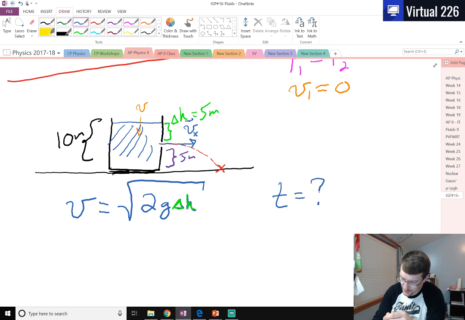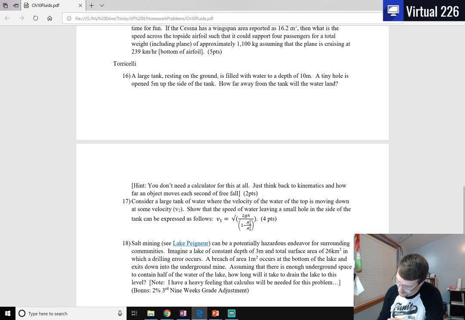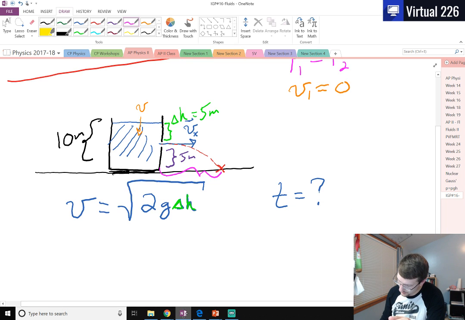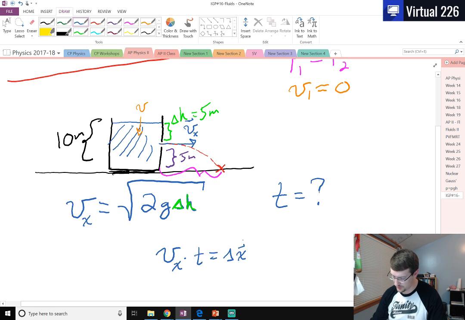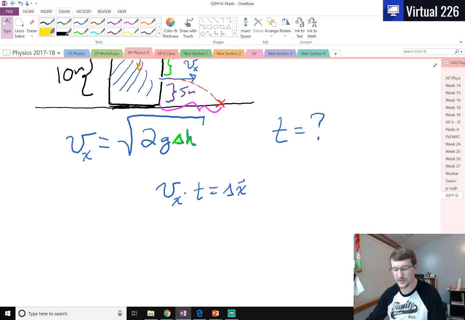Because if we're ultimately trying to figure out how far away this object has gone, if we read here, how far away from the tank will the water land, then a velocity, especially in the x direction, multiplied by a time is going to give us some distance or displacement. So I have Vx, the root of 2g delta h, and I know all those values. I know the delta h, I know g, I know 2. The question is, what's the time? How long does it take for this thing to fall down?